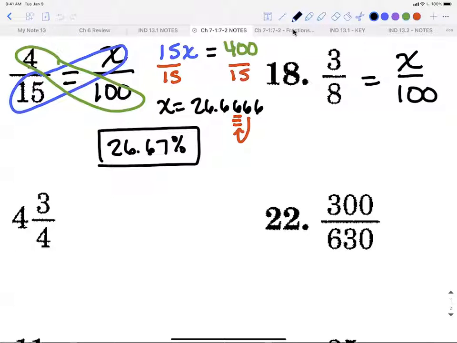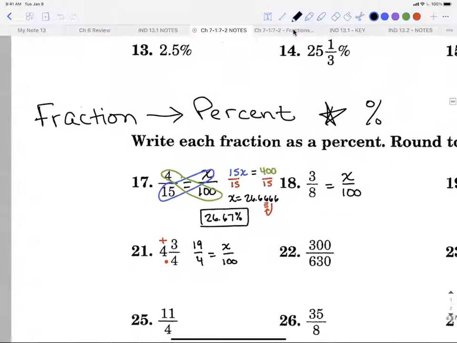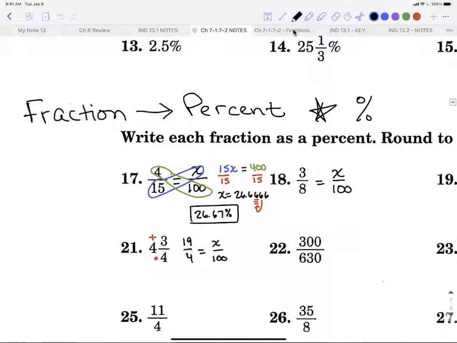Okay. So the only other one we're going to do as an example, and the only reason is because it looks a little different at the beginning, is if we have a mixed number, we have to first write it as an improper fraction. So we're going to multiply and add, and we've got 4 times 4 is 16, 17, 18, 19 over 4, and then we're still going to do the X over 100. So if it's a mixed fraction, change it to improper, and you're still going to set it equal to X over 100.